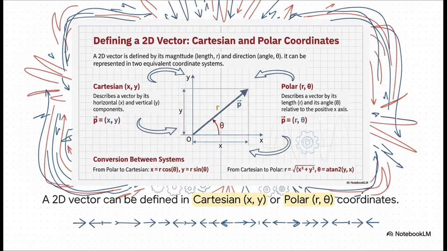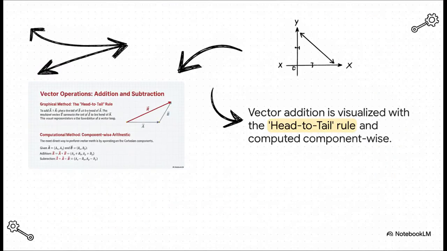We need to be able to switch between these two languages fluently. And guess who shows up again to help? Our trusty tan2 function is absolutely essential for getting that direction right when going from Cartesian to polar. When you boil it all down, the vector loop method is really just about adding a bunch of vectors together. A great way to visualize this is the head-to-tail rule. You just line up your vectors one after another like cars in a train.